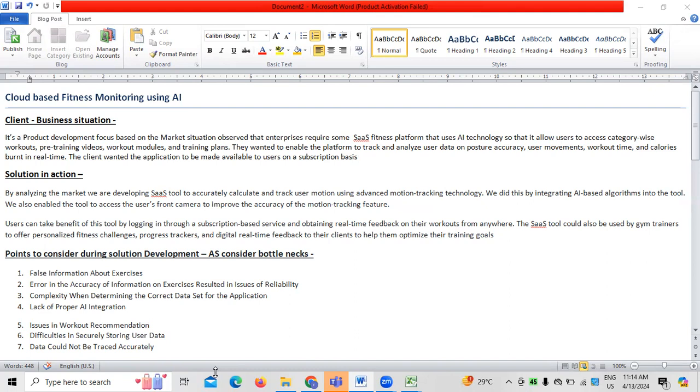Second, solution in action. Now, what kind of solution are we trying to understand? By analyzing the market situation, we are developing a software as a service tool, which is a cloud application, as I stated earlier. Majorly it accurately calculates and tracks user motion, right? Using advanced motion tracking technologies.